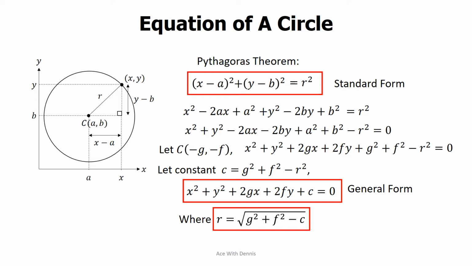So from here, you need to know that there are two types of equation of a circle. The first type is the standard form and the second type is the general form. I would suggest you memorize the first type because it is easier to remember, and you can also derive the second type of the equation of a circle from the standard form.